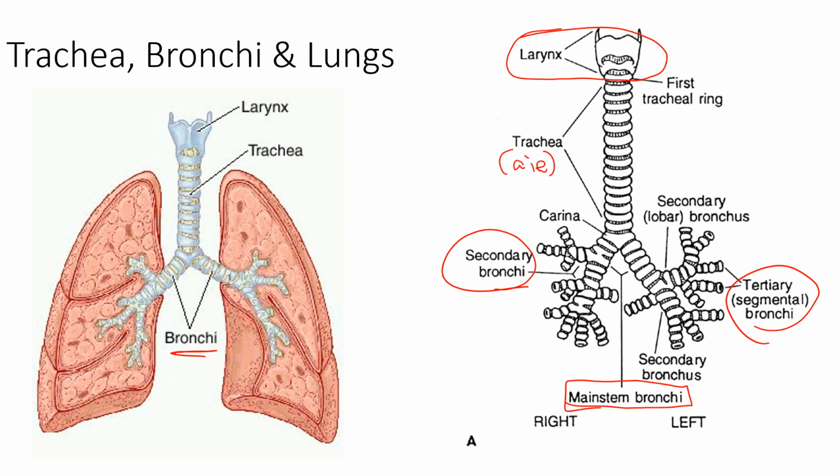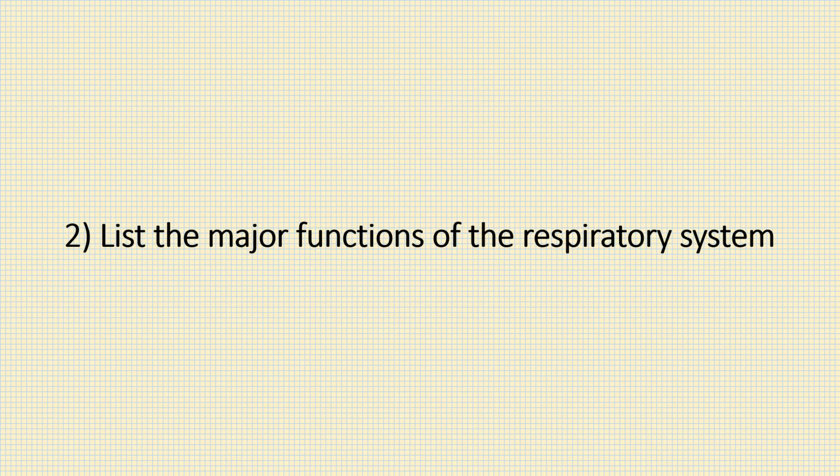So again, these are just passageways for air. You're going to start off really with a large passageway, the trachea, and those passageways are going to narrow and narrow and narrow until you get to the terminal spot, which is the alveoli. And that's it for objective 1.